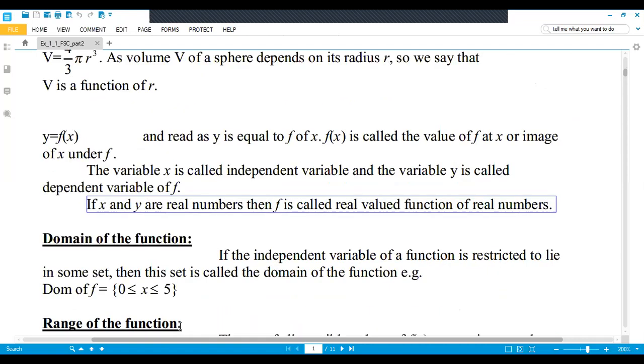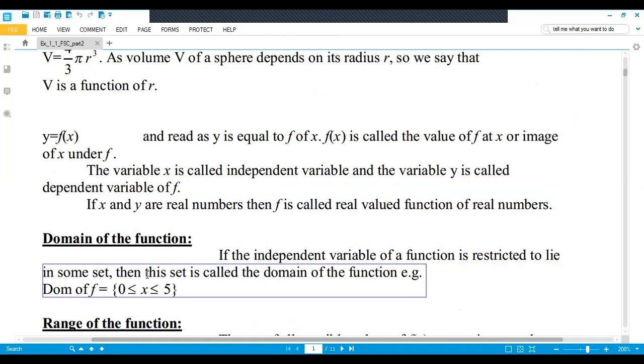Now what is domain and range? The domain of a function: if the independent variable of a function is restricted to lie in some set, then this set is called the domain of the function. It means that if some range is given in which the value of x will lie, then that is the domain of the function. For example, the domain of a function when x is greater than or equal to 0 and less than or equal to 5 is from 0 to 5.